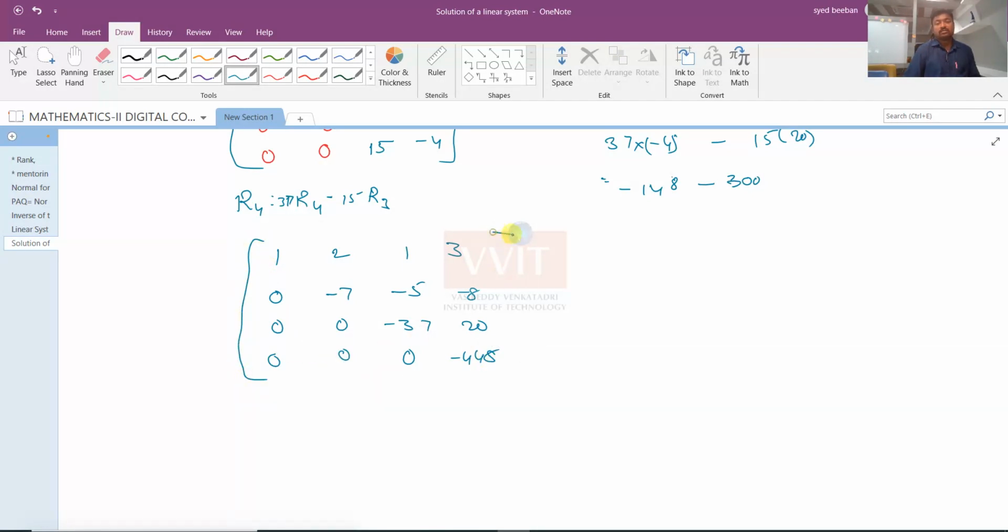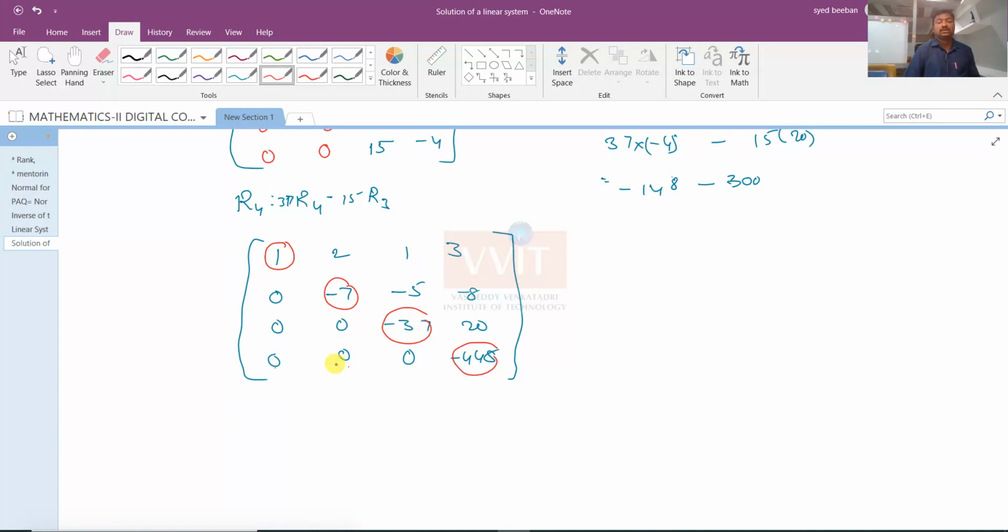Now how do we know when we need to stop the problem? Simple. Below A1 all elements should be 0. Then below A2 all elements must be 0. Below A3 all elements must be 0. Below A4, here it is an augmented matrix. Since the last column is a constant matrix, I'm not worrying, only up to this.